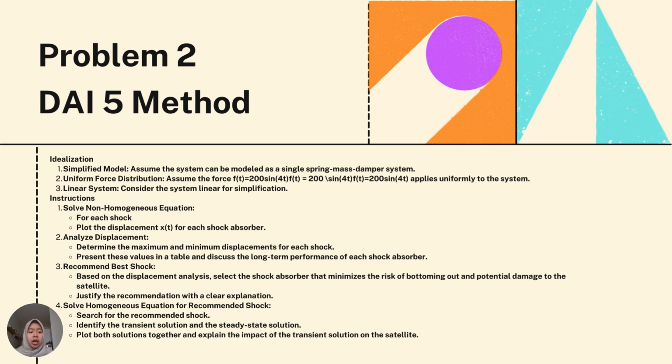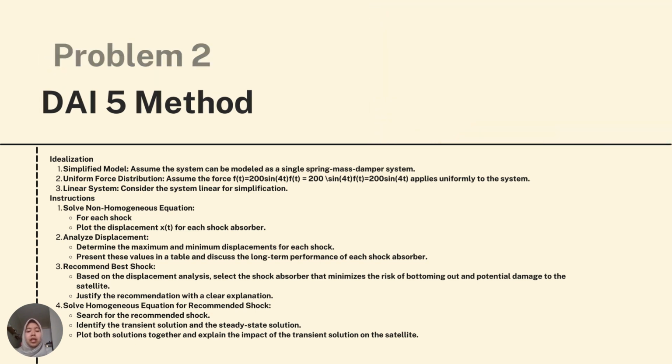After that, we use it for every shock and plot the displacement x(t) for each shock absorber. Then we analyze the displacement by determining the maximum and minimum displacement for each shock, present these values in a table, and discuss the long-term performance of each shock absorber. We recommend the best shock based on the displacement analysis, and we solve the homogeneous equation for the recommended shock.